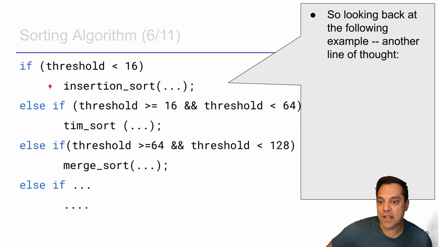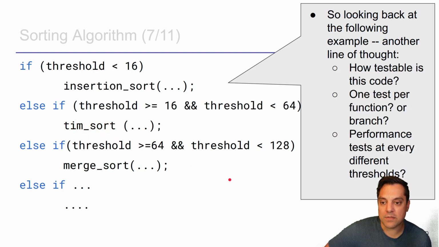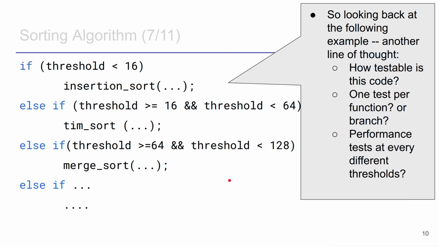So with that said, let's go ahead and take a look at this code again. Same code as we had before, some conditional, some behavior that we want to do, some conditional, and then some function to do the behavior that we want. And now the question I'm going to ask is, how testable is this code?